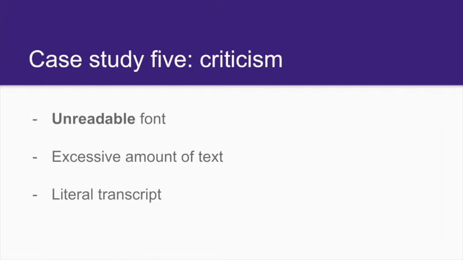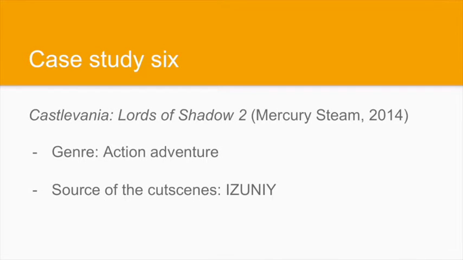And now the assessment. The general quality, as you have seen, is rather poor. The font is unreadable, the text is excessive, and these are clearly not subtitles, but simply a fragmentary screenplay, or rather, a literal transcript. Let us have another go with Castlevania Lords of Shadow 2, by Mercury's team, an action-adventure game released back in 2014. There is a link to the cutscenes in the description. Once again, consider line length, size, color, speed, orthography, typography, and synchrony as your variables. Pay special attention to syntactic coherence in line division.